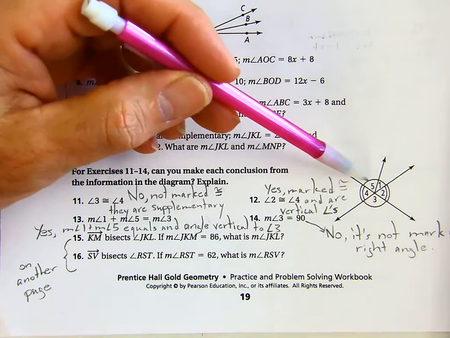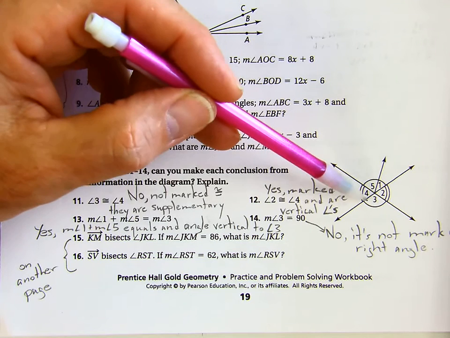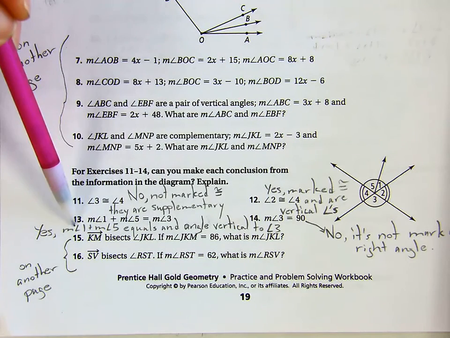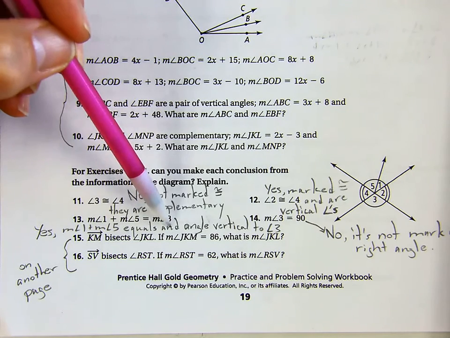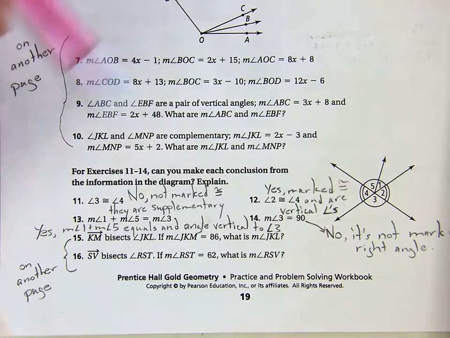Yes. So notice 1 and 5 added together make this angle, which has 1 arc, and 3 has 1 arc. So yes, the measure of angle 1 plus the measure of angle 5 equals an angle vertical to angle 3. Not only is it vertical, but they already had those arcs in there showing that they were congruent.